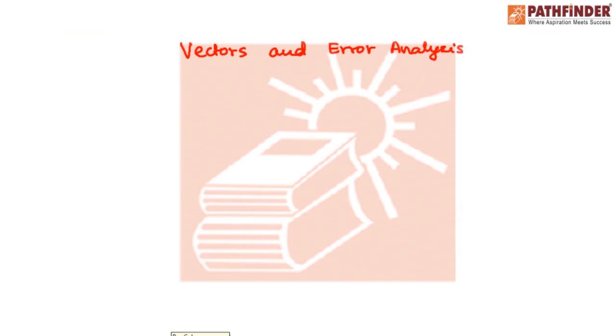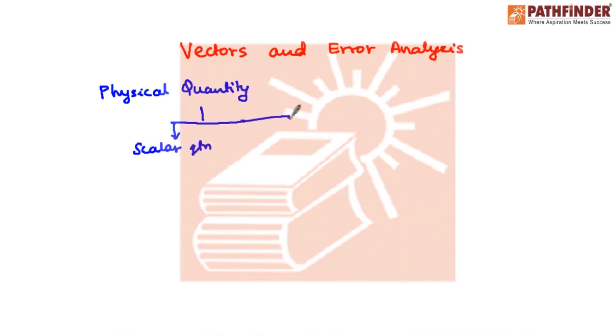So the first thing that we talk about is a physical quantity. So now what is a physical quantity? Anything which we can measure is regarded as a physical quantity. Now what we do is we categorize this physical quantity into two aspects. We call one a scalar quantity and the other one a vector quantity.